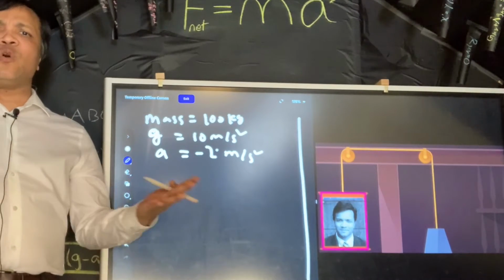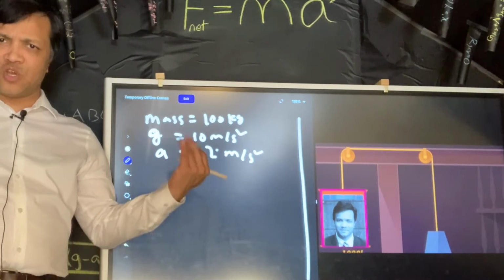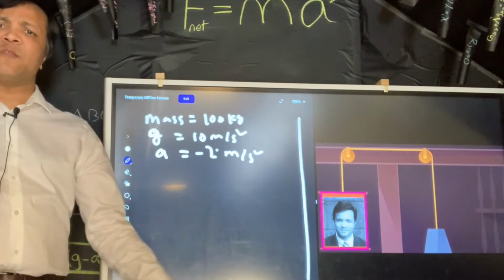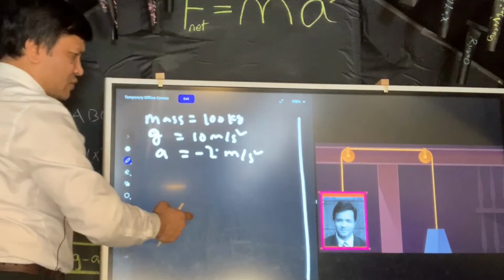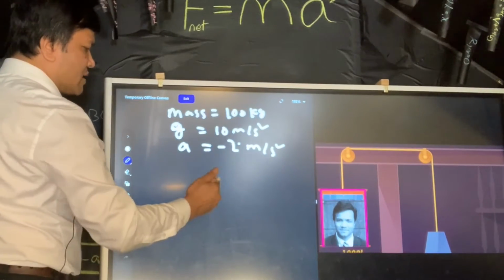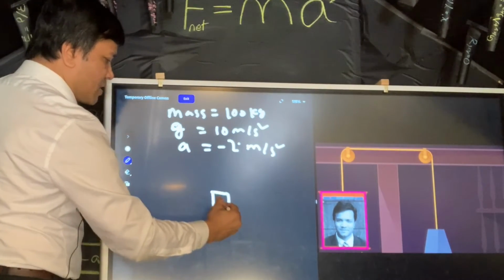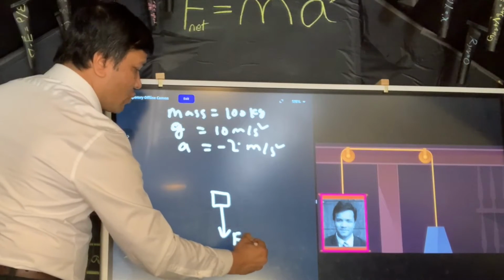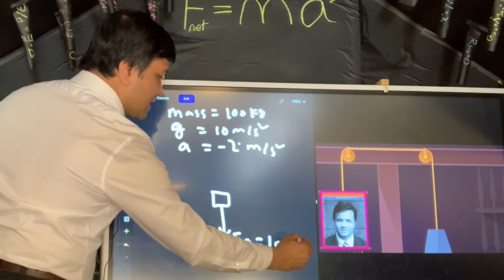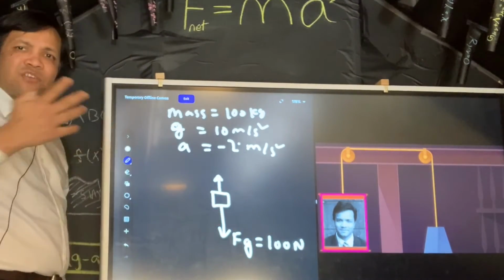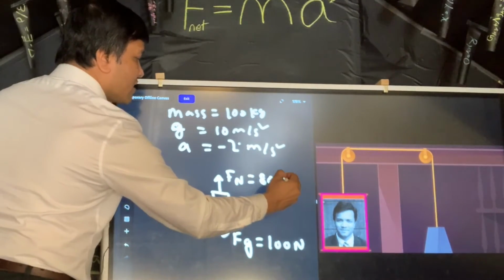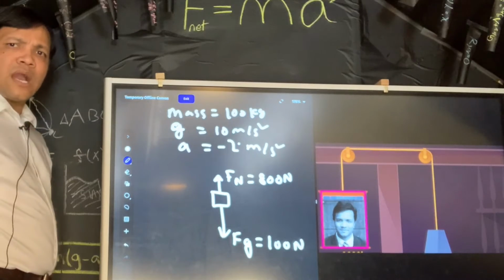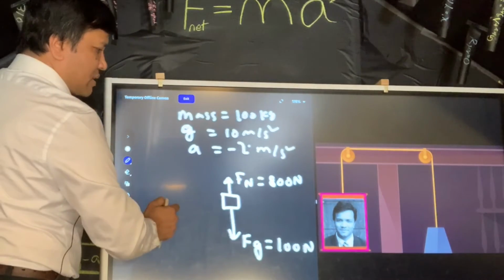The weight force we know is 1000 Newtons. Normal force would be less than 1000. In fact, normal force would be 800 Newtons. We're going to prove why the normal force is going to be 800 Newtons. But let's draw the free body diagram. So this is the free body diagram. Weight is 1000 Newtons and normal force is smaller. The vector is smaller because normal force is 800 Newtons. How do I know? We're going to show the math.